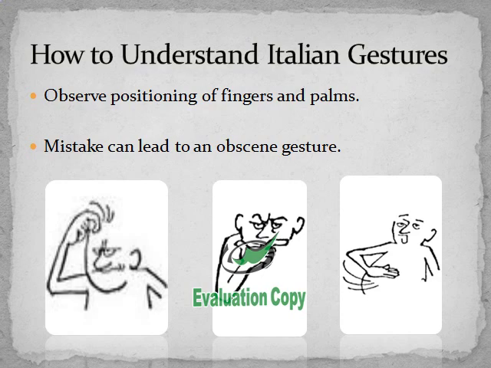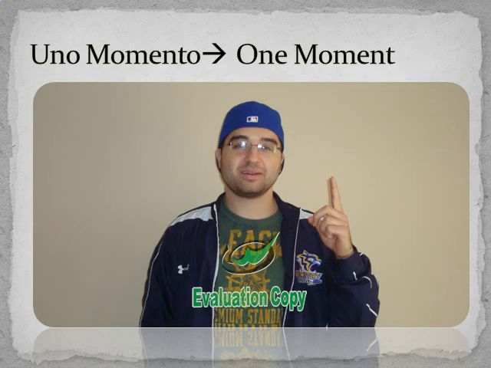Here are examples of the few most common hand gestures used in Italy. Uno momento. Translated as one moment in English, this hand gesture is performed by pointing the index finger upwards. The gesture is also used prior to asking a question or while trying to get someone's attention.